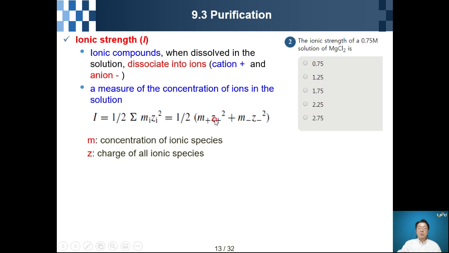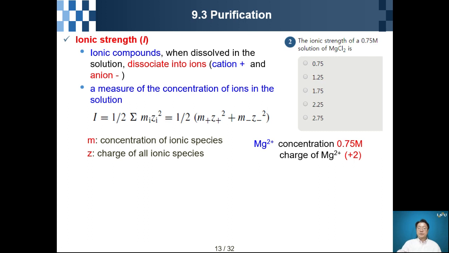At that we just divide by 2. So this is the ionic strength. Okay, so this is one example. What is the ionic strength of a 0.75 mole solution of MgCl2? Okay, so let me calculate first.